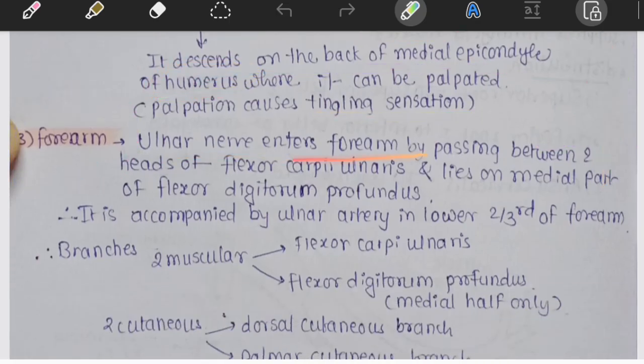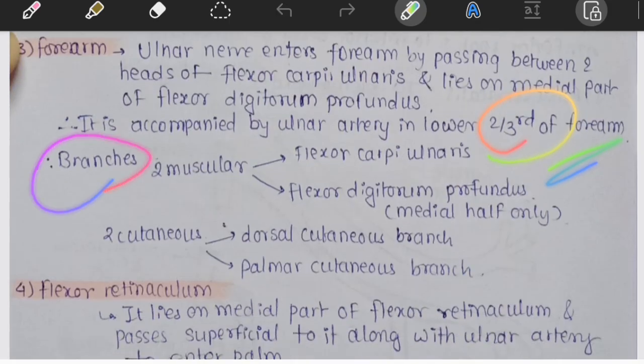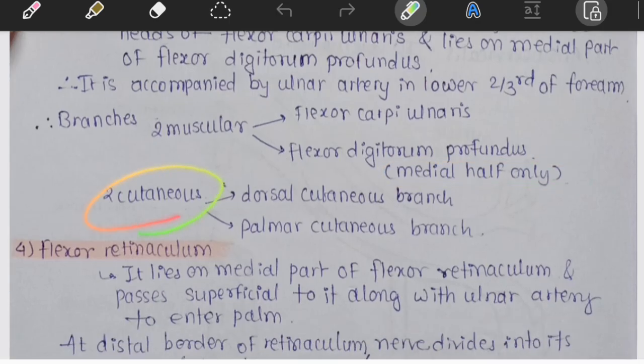The ulnar nerve enters the forearm by passing between the two heads of flexor carpi ulnaris and lies on the medial part of the flexor digitorum profundus. It is accompanied by the ulnar artery in the lower two-thirds of the forearm. Here are the branches of the ulnar nerve: two muscular branches and two cutaneous branches. The muscular branches supply flexor carpi ulnaris and flexor digitorum profundus, but only its medial half. The cutaneous branches are the dorsal cutaneous branch and the palmar cutaneous branch.